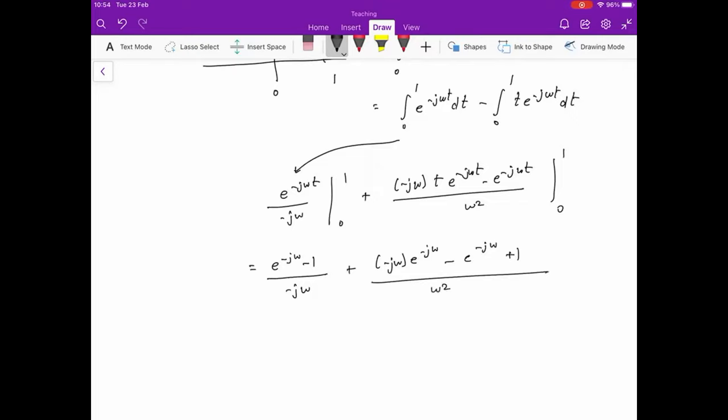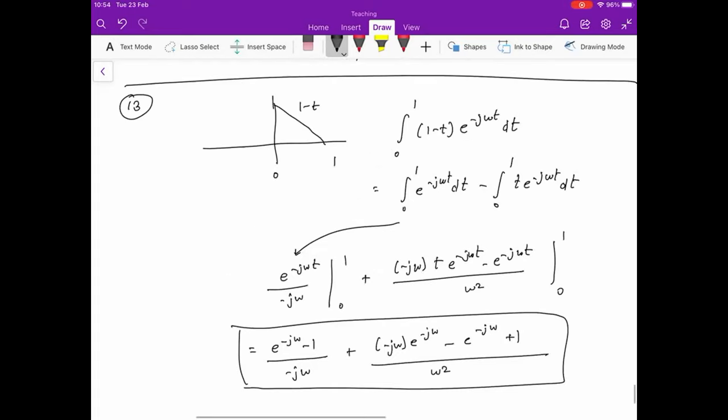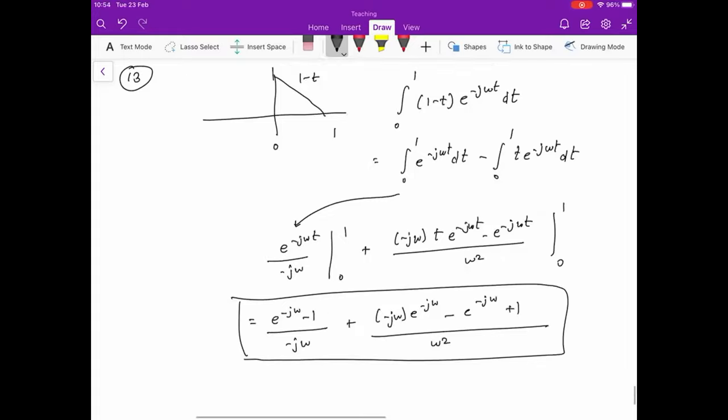Over omega squared. So that is what you're looking for, essentially, as the transform. So when you get these oddball things like this, the transform doesn't look very pretty. I mean, that's another way of putting it, but you can find it, but it doesn't look pretty. Okay. Any questions about that?